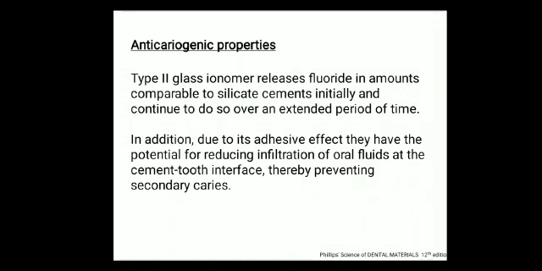Anticariogenic property. Type 2 GIC releases fluoride in amount comparable to silicate cements initially and continues to do so over an extended period of time. In addition, due to its adhesive effect, they have the potential for reducing infiltration of oral fluids at the cement margin, thereby preventing secondary caries.